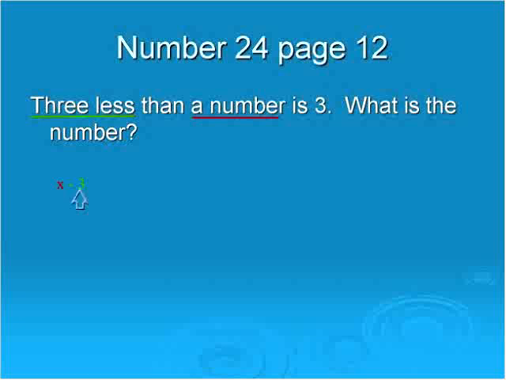Saying 3 less than a number is saying that number, x minus 3, and we're saying is 3. I'm going to pick a really dark color to draw this line here. Is 3. The way that we would write that would be equals 3. So the way that we would write this equation for question number 24 on page 12 is x minus 3 is equal to 3. Okay, 3 less than a number is 3.